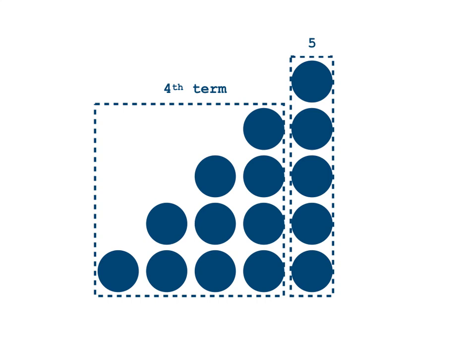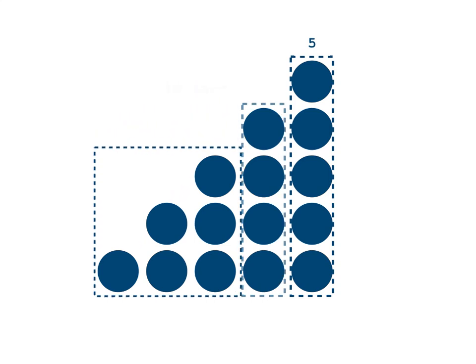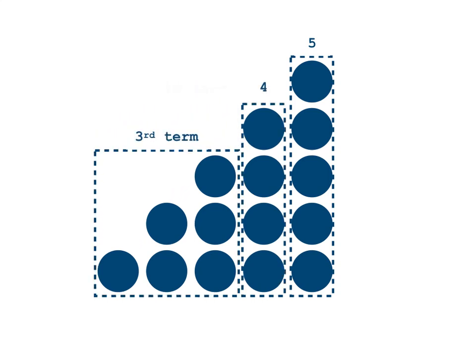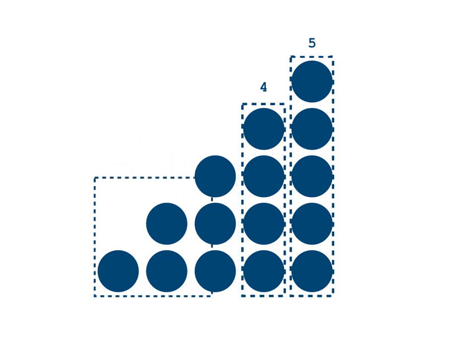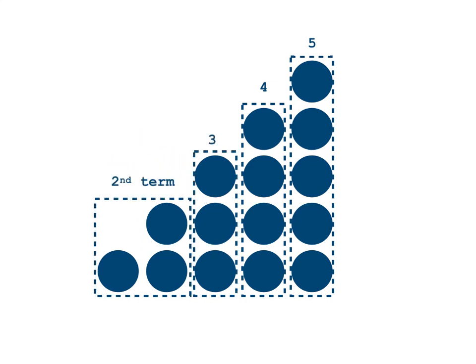Well, what is the fourth term? The fourth term is 4 plus the third term. All right, well, what's the third term? Well, the third term is 3 plus the second term. Okay, well then now what's the second term? Well, the second term is 2 plus the first term. And then what's the first term? Well, the first term is 1.